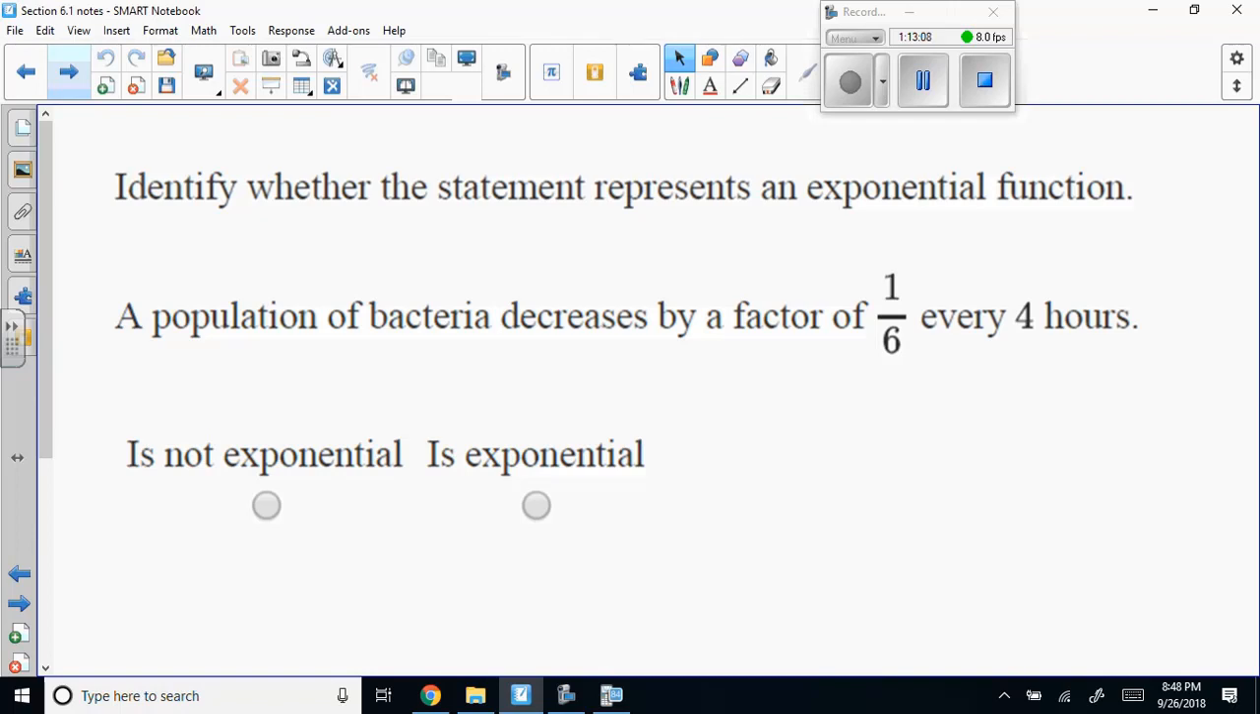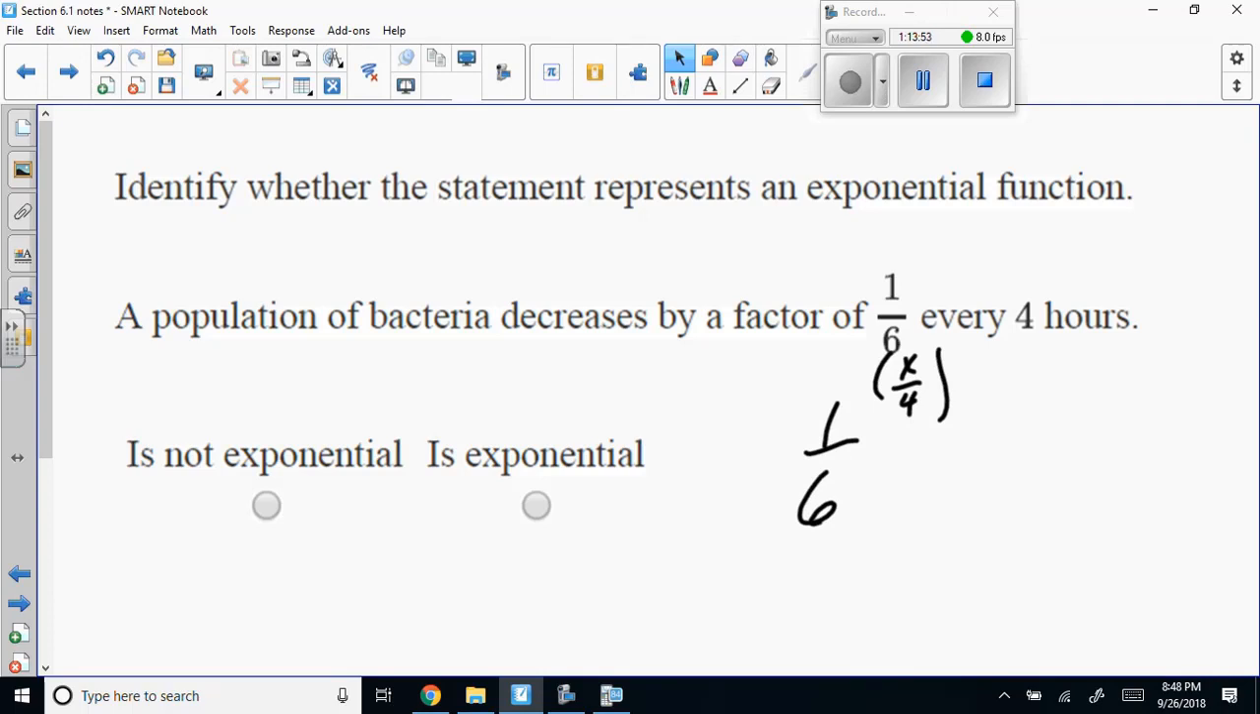Okay, listen to me. You have to understand one thing. They're going to tell you how you're going to be able to identify stuff. It says decreases by a factor of 1/6. They're saying 1/6 every 4 hours. So it's 1/6 raised to the x over 4, because it takes 4 hours for it to do 1/6 of a time, right? Does that make sense? It is exponential. So this would be 1/6 to the x over 4.